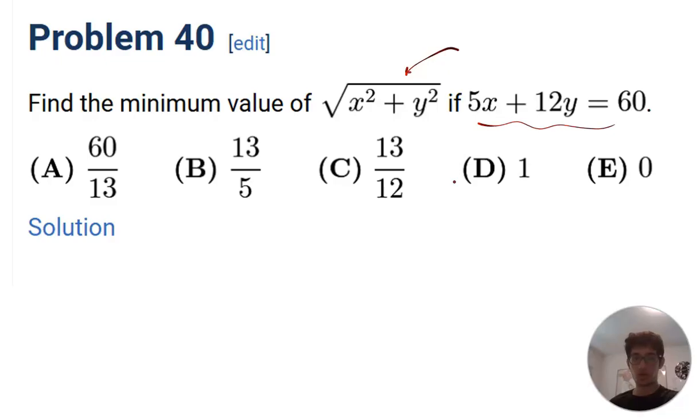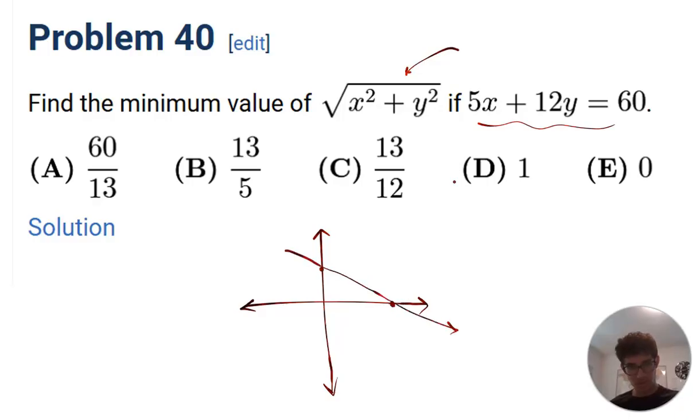First of all, what is the square root of x squared plus y squared? It's just the distance of the point x comma y from the origin. So if you want to just draw it out, we can do something like this. And now we can draw this over here. So 5x plus 12y equals 60. It would look something like this. Obviously not drawn perfectly, but yeah, something like this maybe.